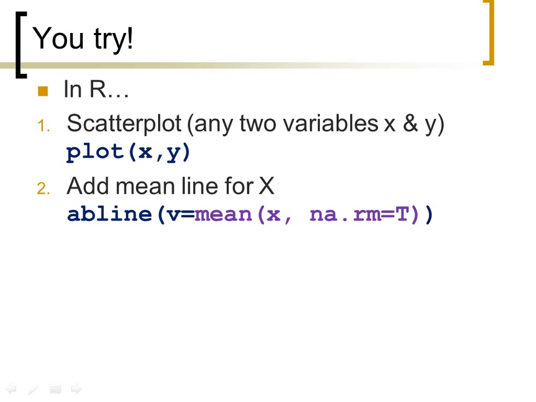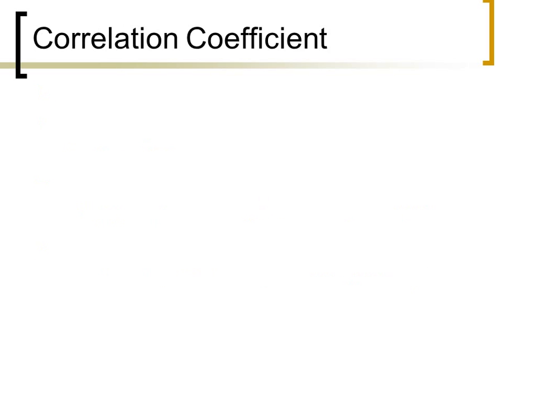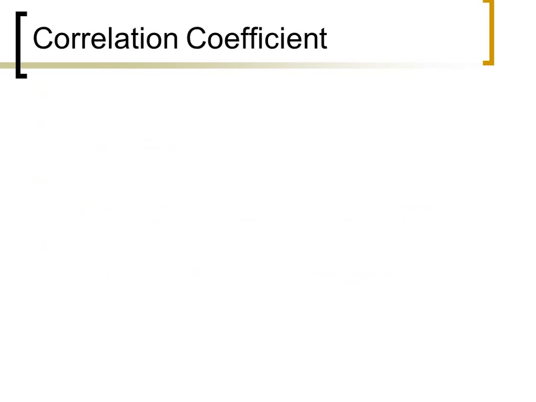You have to put na.rm equals true. I put just a capital T, but you could type out true in all caps if you want. That means remove all the missing values. You have to do that with real data that has missing values. And you can add a horizontal line for y. abline, h for horizontal, equals mean of y. So, feel free to do that. It's kind of neat. That just kind of divides up your scatter plot, and you can look at the quadrants. How many dots are in upper left, lower right, etc.